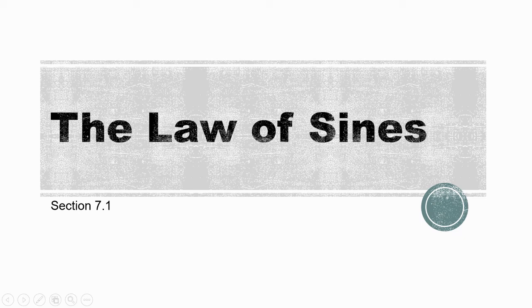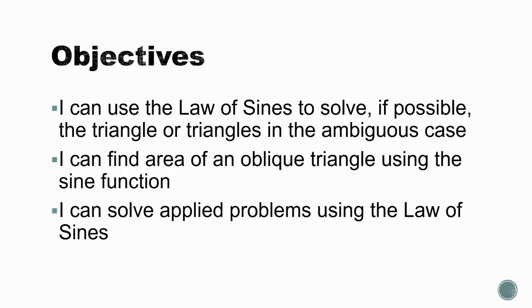Today we are going to look at section 7.1, the law of sines. We're going to use the law of sines to solve, if possible, the triangle or triangles in the ambiguous case. We're going to find the area of an oblique triangle using the sine function, and then we're going to start solving applied problems using the law of sines.